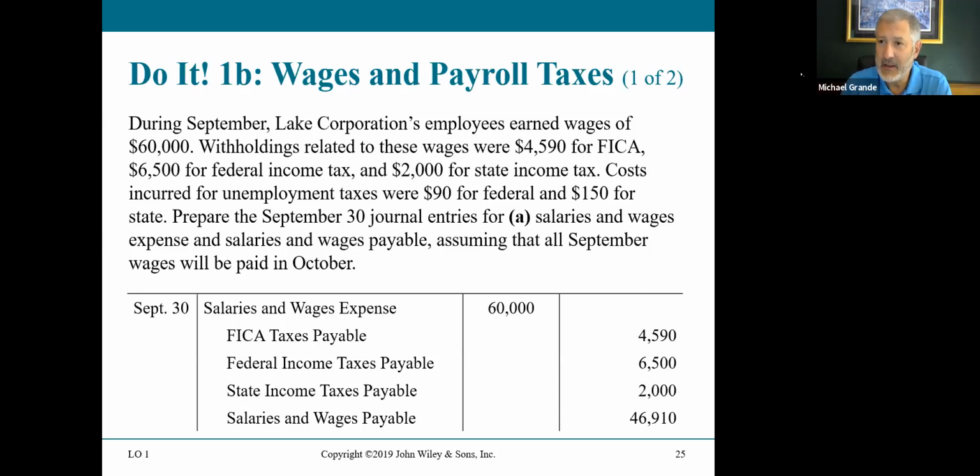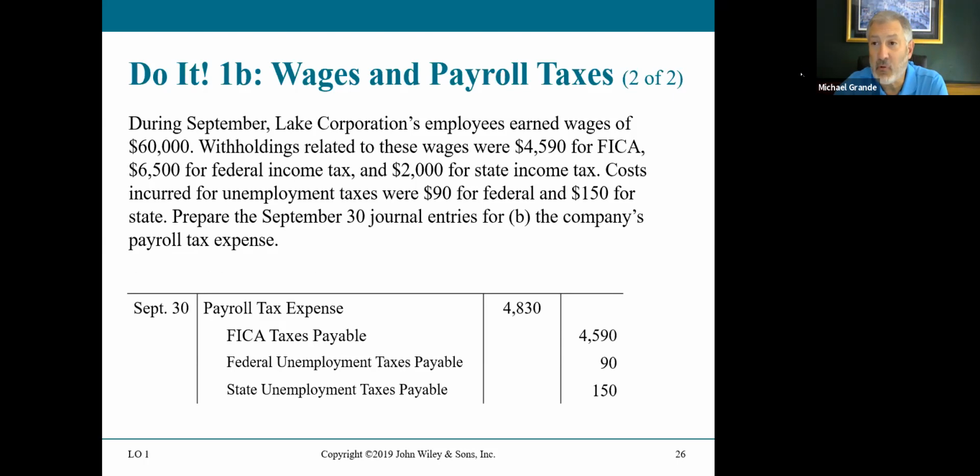Social Security and Medicare is 7.65% for the employee, 7.65% for the employer. It's a matched amount. Employee pays for half, employer pays for the other half. In this example, the net check to the employee is $46,910.